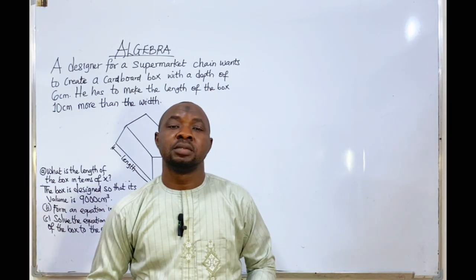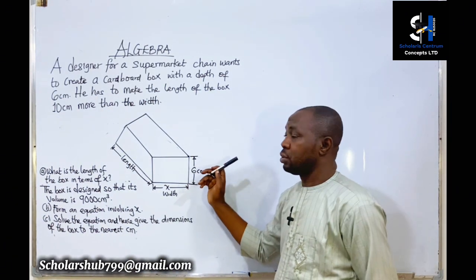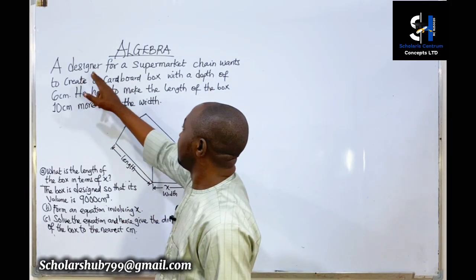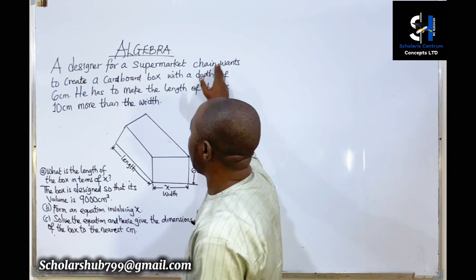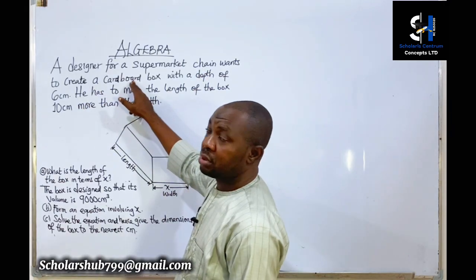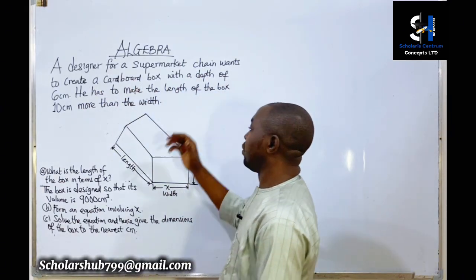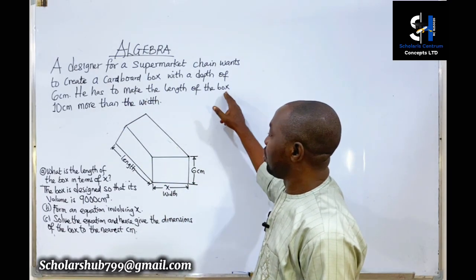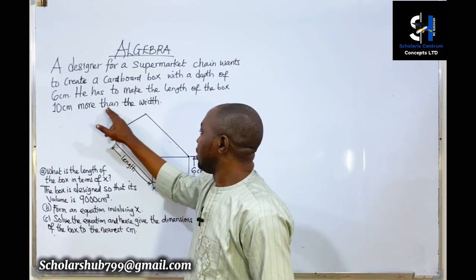Hello everyone. Here's another question on algebra. Very simple question. A designer for a supermarket chain wants to create a cardboard box with a depth of 6 centimeters. He has to make the length of the box 10 centimeters more than the width.